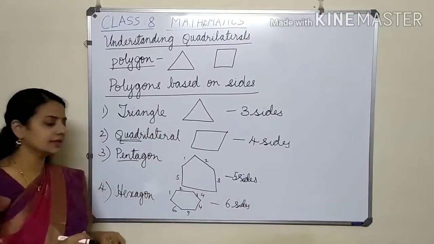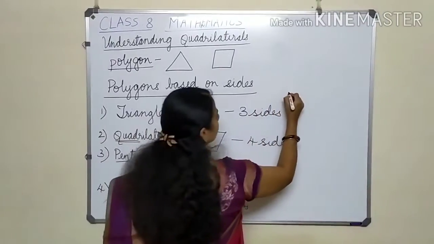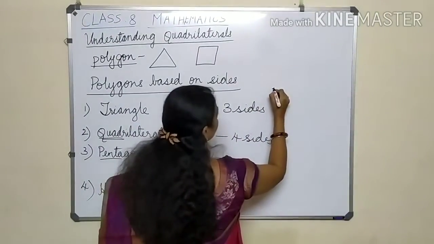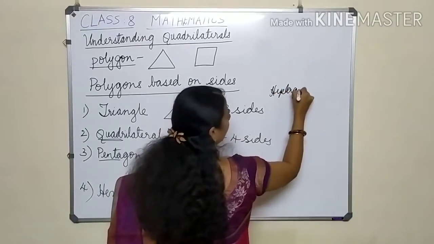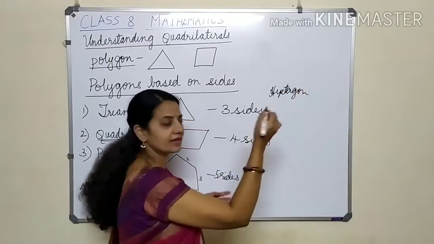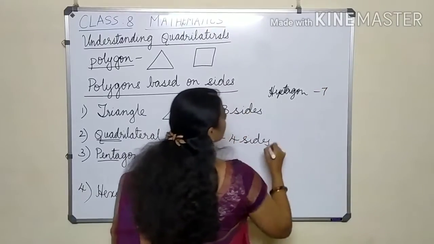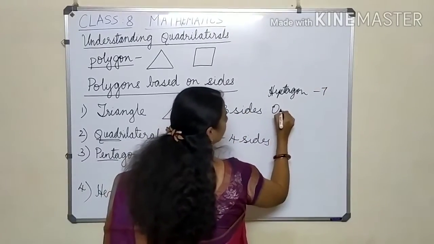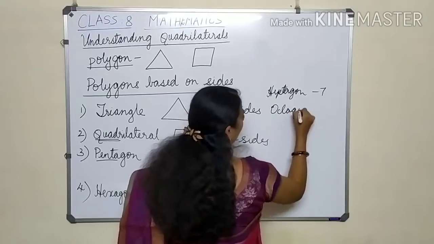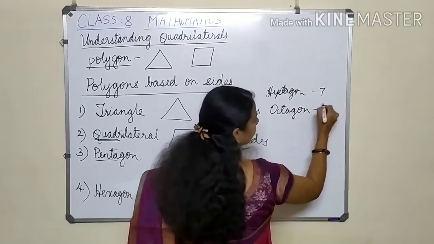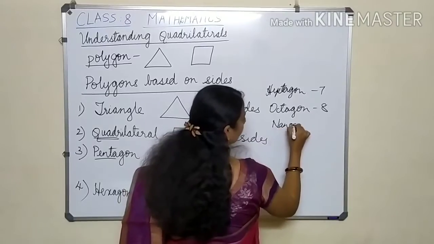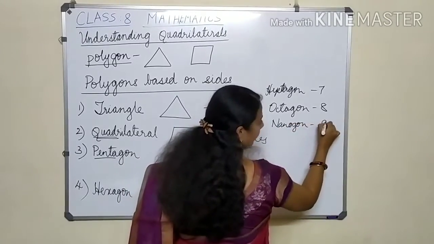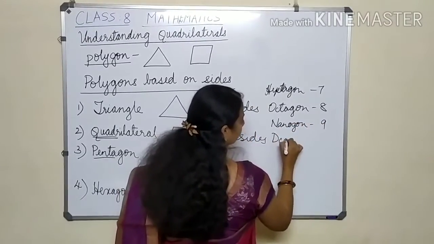The same way with hexagon, that is, heptagon. Heptagon will have how many sides? 7 sides. Then you have octagon. Octagon will have 8 sides. Then you have nonagon. Nonagon has 9 sides. Then you have decagon.